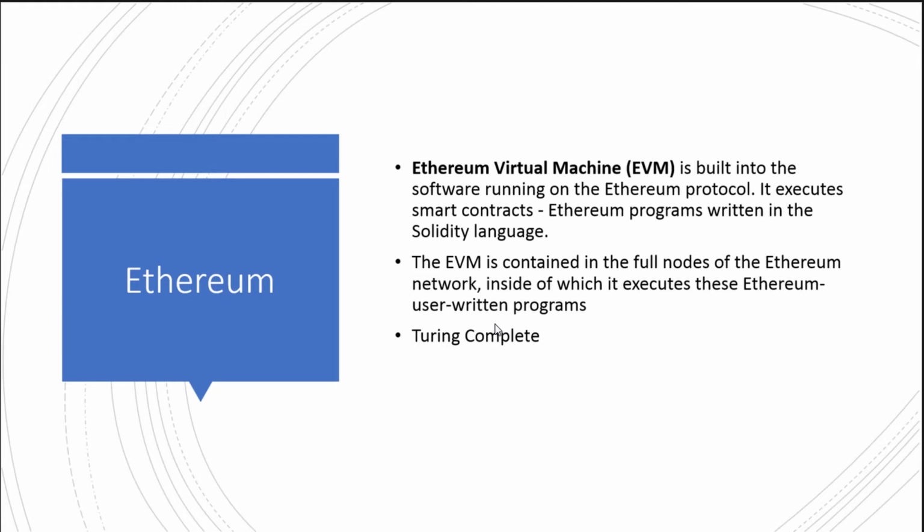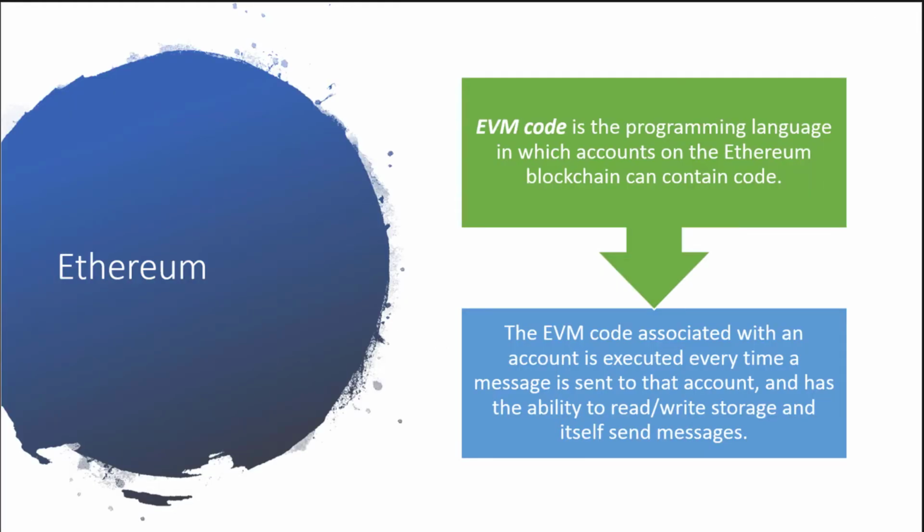Now, also note a DApp is what? It's a collection of smart contracts that work together to form an application. These EVMs are also Turing complete. The EVM code is the programming language in which accounts on the Ethereum blockchain can contain code. This code is associated with an account and is executed every time a message is sent to that account. And when that request, that transaction initiation occurs, that smart contract's kicked off.